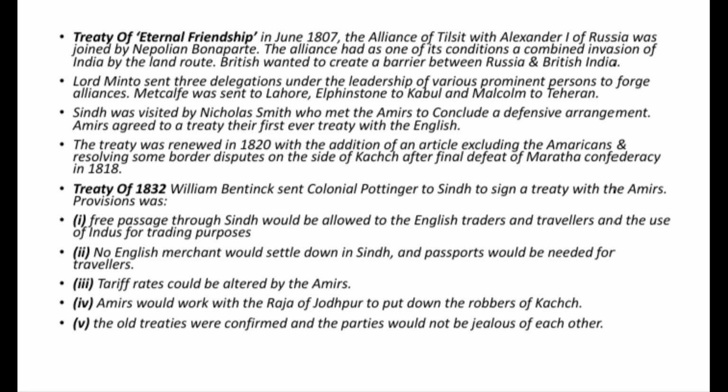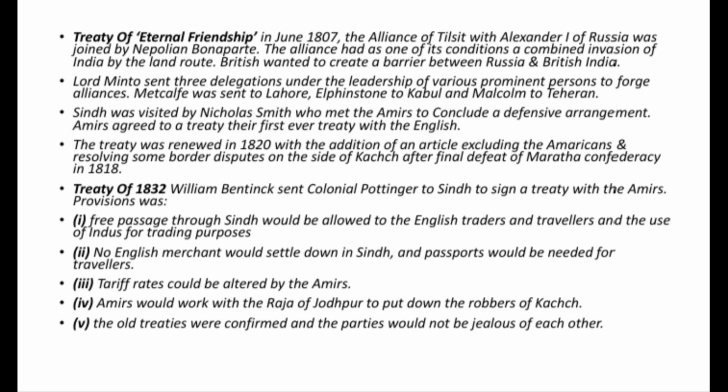Sindh was visited by Nicholas Smith, who met the emirs to conclude a defensive arrangement. After the negotiations, the emirs agreed to the treaty, their first ever treaty with the English, and after professing eternal friendship, both sides agreed to exclude the French from Sindh, and they exchanged agents at each other's courts. The treaty was renewed in 1820 with the addition of an article excluding the Americans and resolving some border disputes on the side of Kutch, after the final defeat of the Maratha Confederacy.